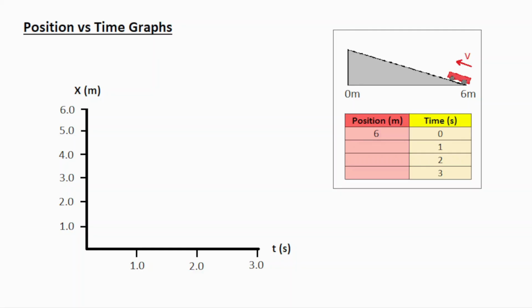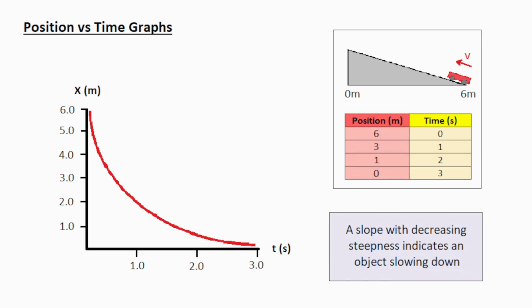This object will be slowing down, starting at a position of 6 meters and moving in the negative direction towards a position of 0 meters. I think the graph shape would look like this. We have a y-intercept at the 6 meter point, and the cart ends at a position of 0 meters.